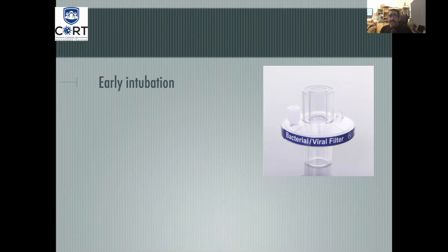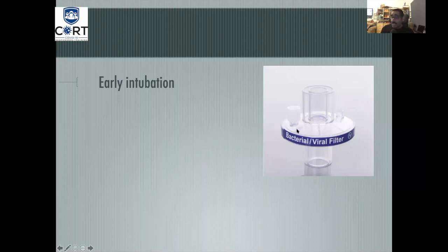Like the bacterial viral filter, this is similar to, I just want you to imagine that you're going to put an N95 on the patient's tube after you put the tube. So you insert the tube and then this part goes in the ET tube and this part goes on the BVM, the ambu bag, or on the ventilator. So whatever air the patient is exhaling is going to be filtered before it goes to the room.